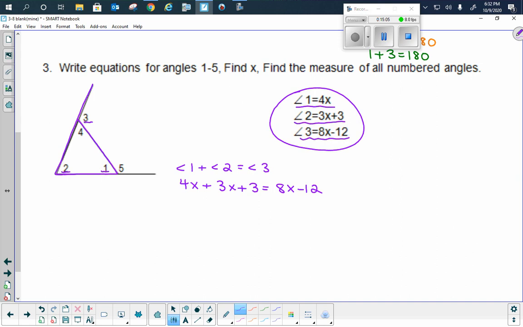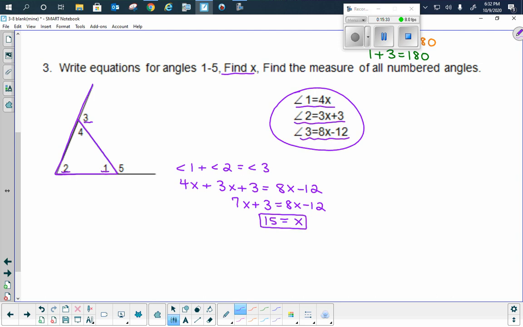So I'll go ahead and combine like terms. So I've got 7x plus 3 equals 8x minus 12. And maybe I will subtract 7x from both sides so that it can be positive. 8 minus 7 would give me 1x. If I add 12 to both sides, I'll get 15. Remember, 15 equals x is the same as x equals 15. So we've taken care of the finding x part.